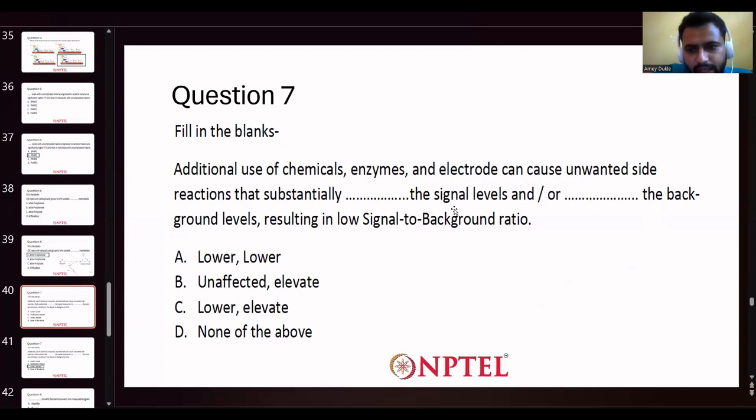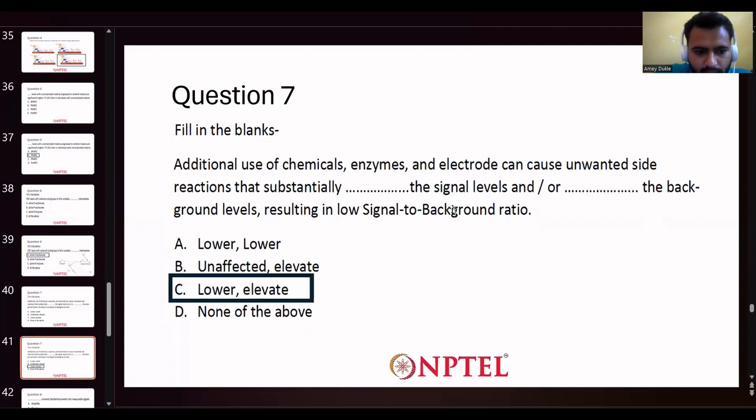Additional use of chemicals, enzymes, and electrodes can cause unwanted side reactions that can substantially dash the signal levels and/or dash the background levels, resulting in a low signal to background ratio. We have already discussed the additional use of chemicals and enzymes that cause side reactions. If we use too many additional enzymes, the side reactions will increase. That will lower the main signal level that we actually want to measure, and it will also add a lot of background signal to what we are actually looking for, elevating the amount of background signal. So the answer here is C.